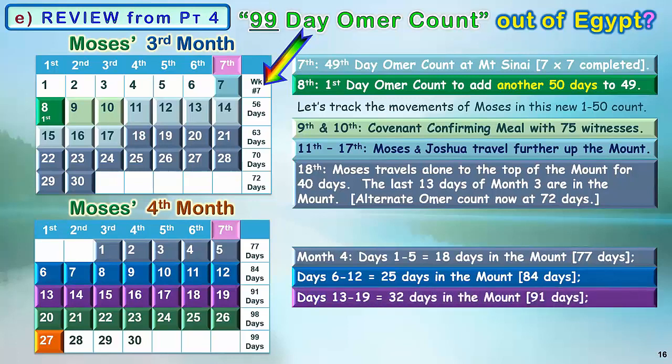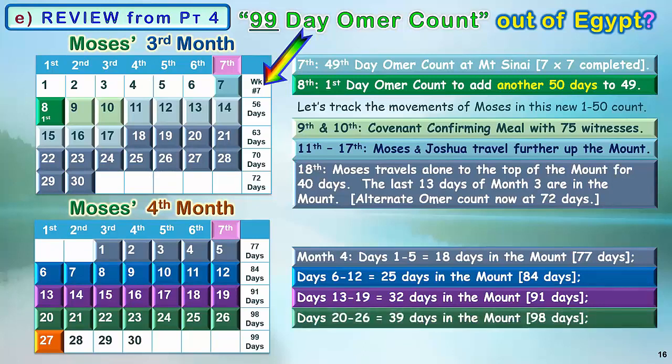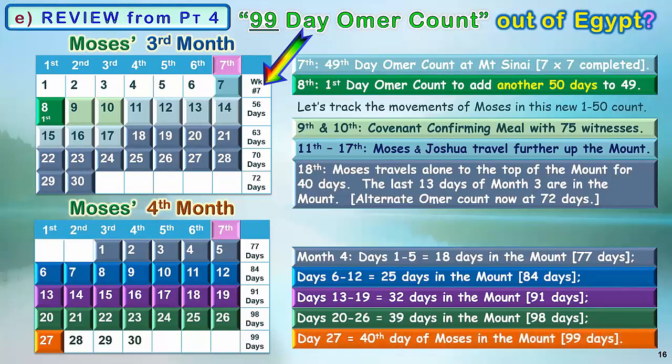Days 13 to 19 of the 4th month, there is 32 days in the mount, and that is 91 days in the count. And days 20 to 26 in the 4th month, there is now going to be 39 days in the mount that Moshe spent up there in the mount. And what is the Omer count? That is 98 days. Where does this lead?